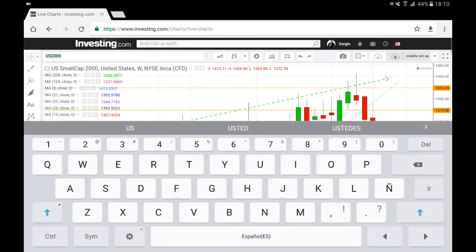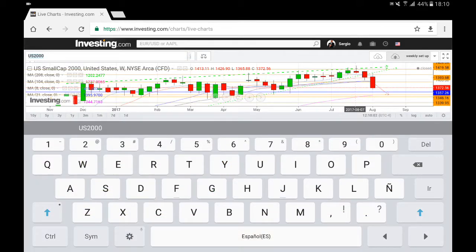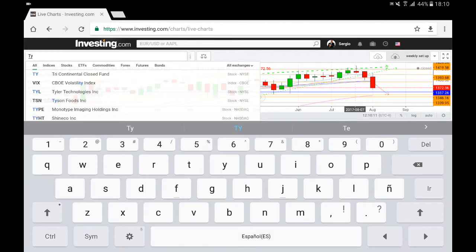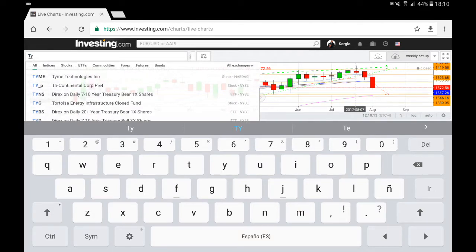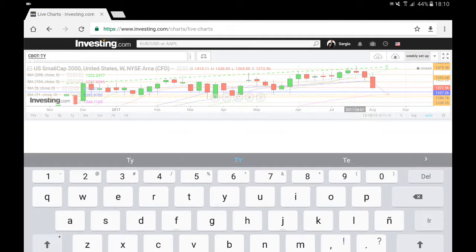And now let's continue. Now let's have a look at fixed income. We're going to have a look at the 10-year Treasury notes.